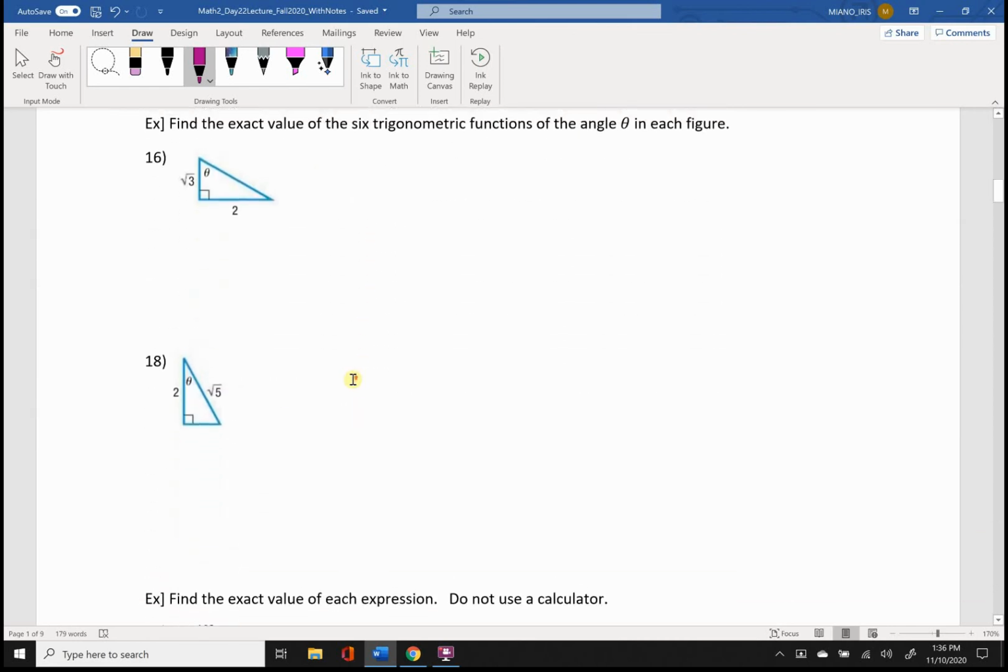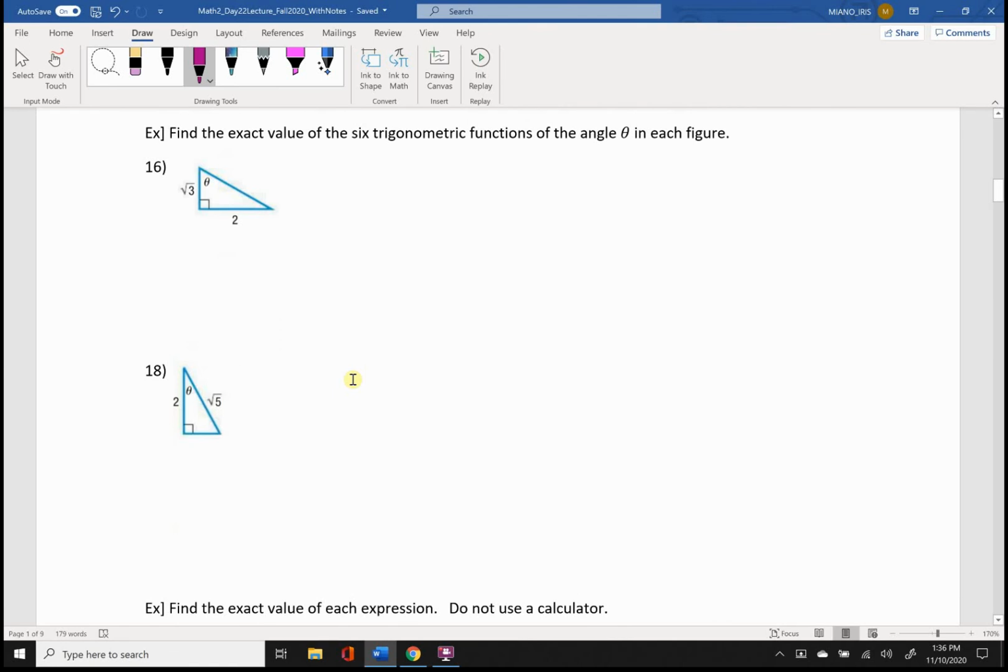Okay, let's dive into some actual mathematical work here and figure out the exact value of the 6 trigonometric functions of the angle theta in each figure, starting with number 16. So notice we're given a right triangle in which the 2 leg lengths are given. The longer leg is length 2, and the shorter length is length square root of 3. So right away, I might want to just say, all right, my hypotenuse is some unknown length c. So I can use the Pythagorean theorem in order to calculate the value of c.